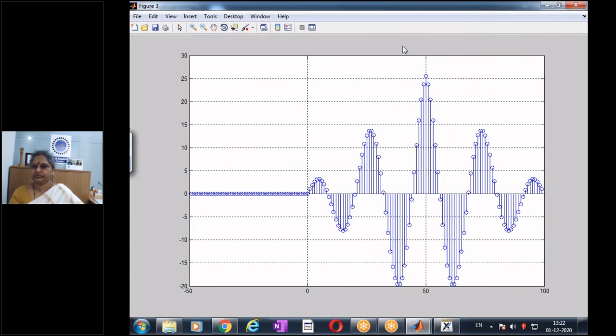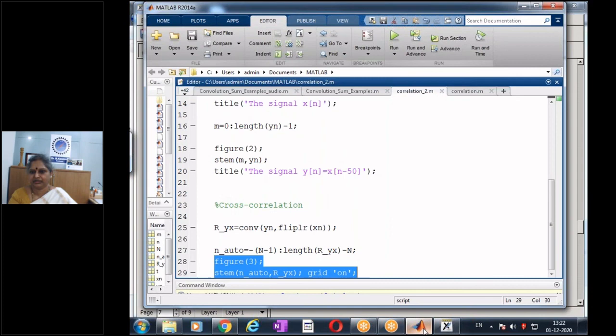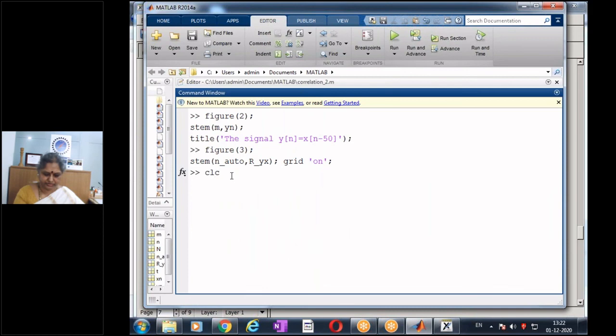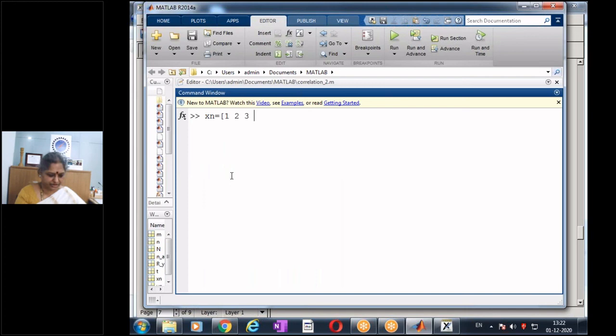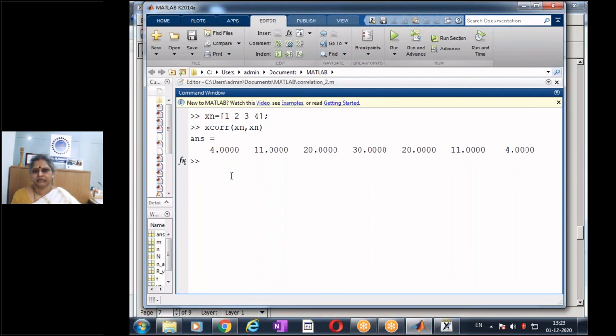Taking a simple example, say x of n is 1 2 3 4, and xcorr of x n comma x n. This is the command. The inbuilt command for performing correlation in MATLAB is xcorr, or we get the same result even if I perform convolution of x of n with fliplr of x n. So we can perform correlation by suitable convolution.